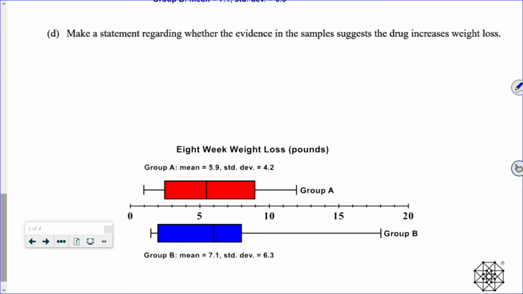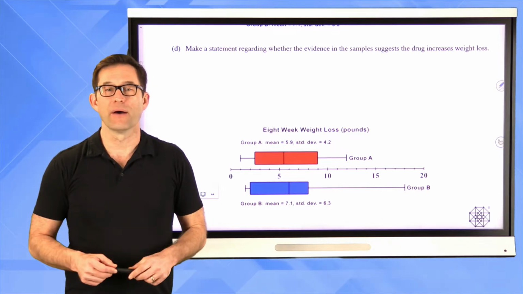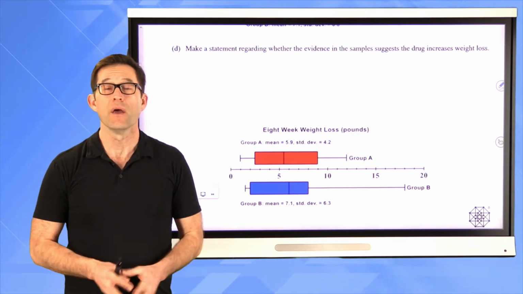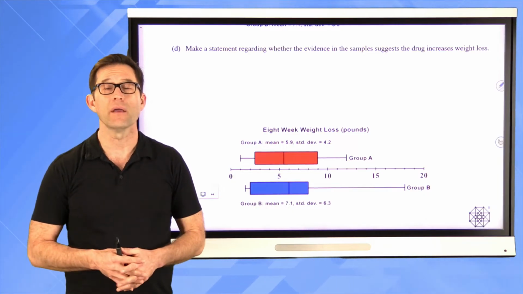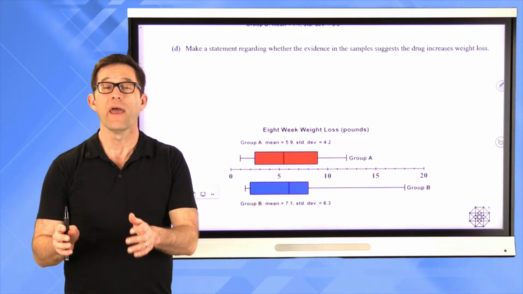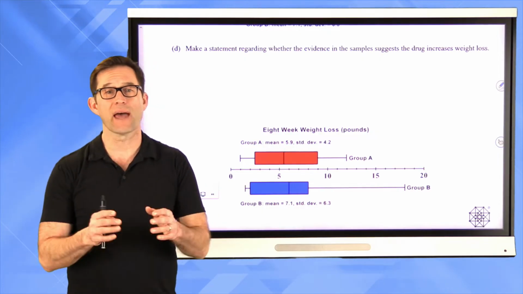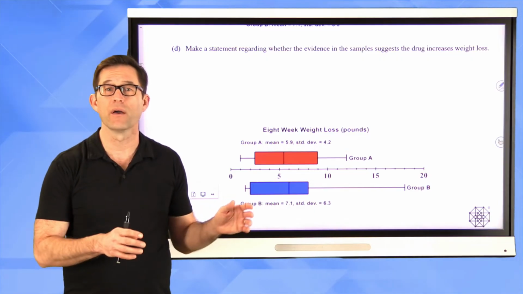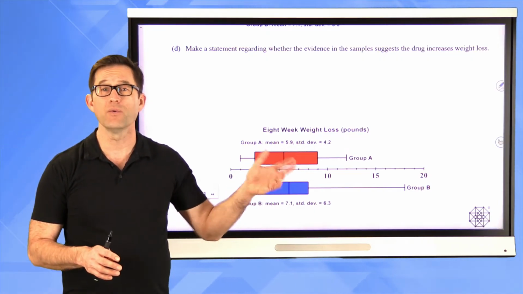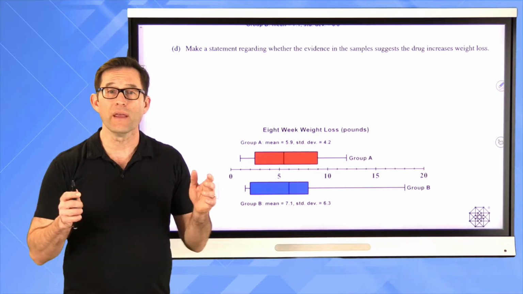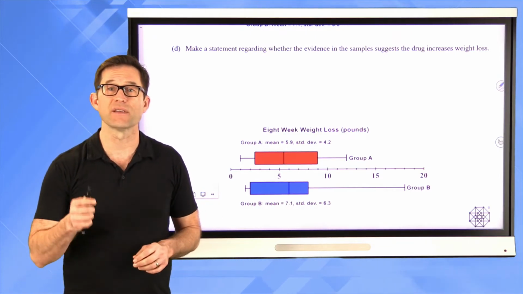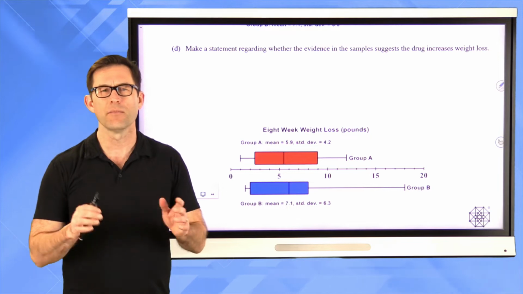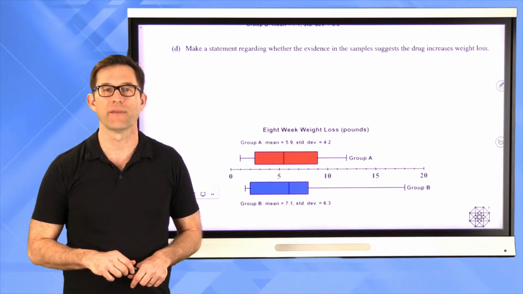Letter D. Make a statement regarding whether the evidence in the samples suggests that the drug increases weight loss. This is what it really boils down to. The statistical question is, does taking this drug increase weight loss? And of course, that's a statistical question because how much weight is lost varies amongst the people that take the drug and amongst the people that don't take the drug. So, is there sufficient evidence that suggests that the drug increases weight loss? Pause the video now and make a determination on that.